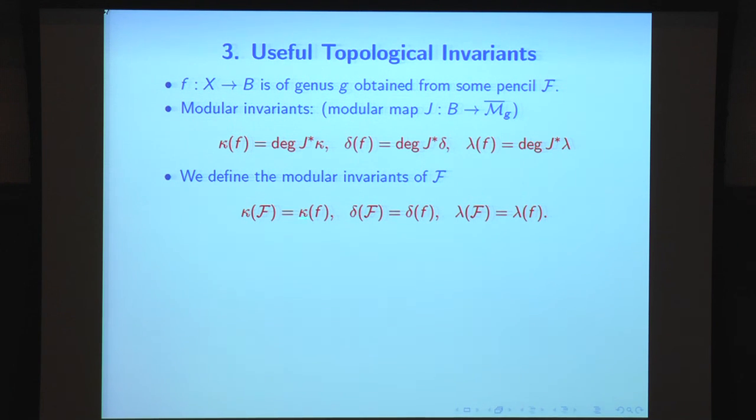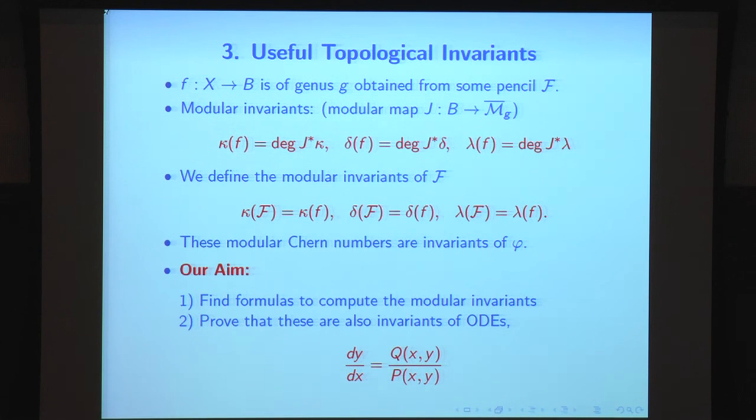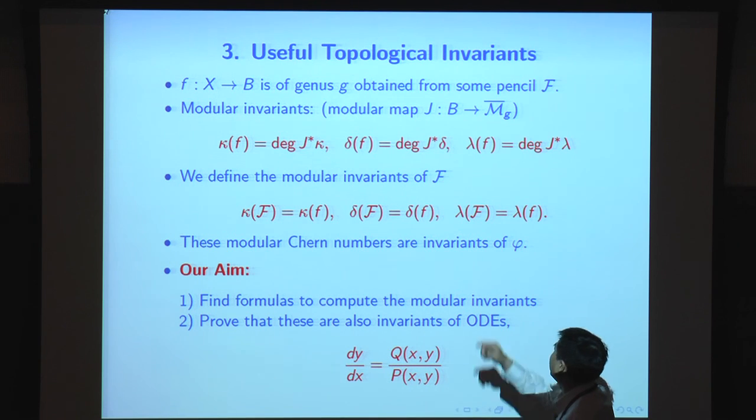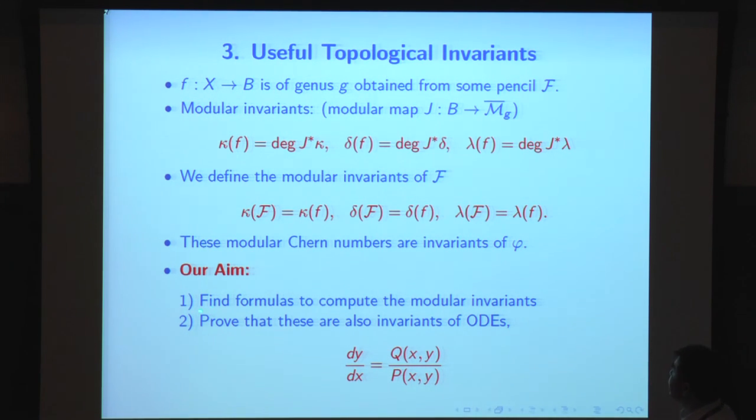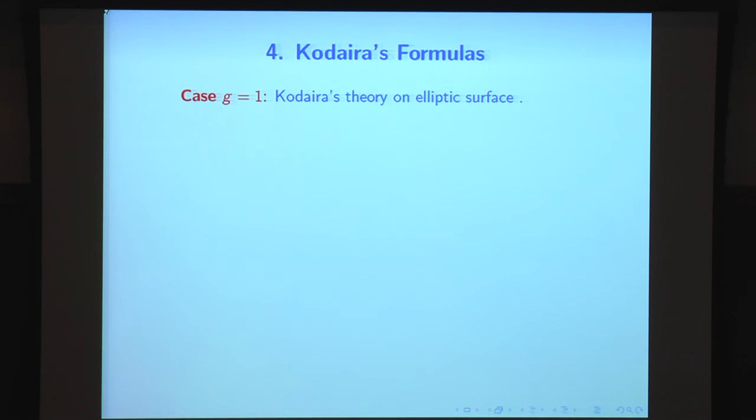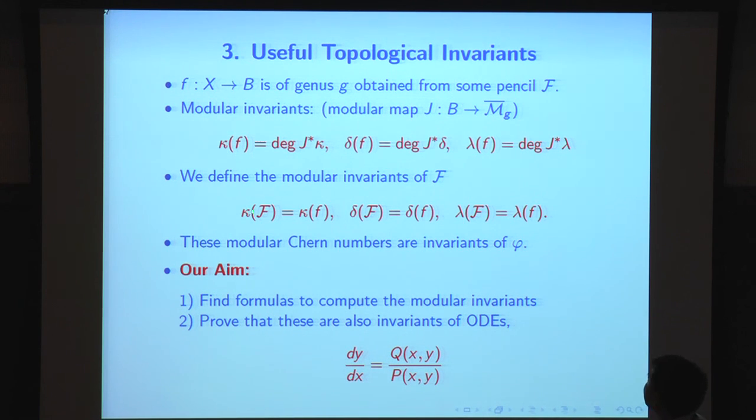So we can also define the modular invariants for the tensor F by using this model. So these modular Chern numbers are independent of the parameter. So they are good invariants for the function phi. So the purpose of my talk, the first purpose is to find the formula to compute these Chern numbers, these modular invariants. The second part is to prove that these modular numbers are invariants of ODE. So this means for any ODE we can define the Chern numbers for this ODE. Okay, first we consider the formula to compute this term.